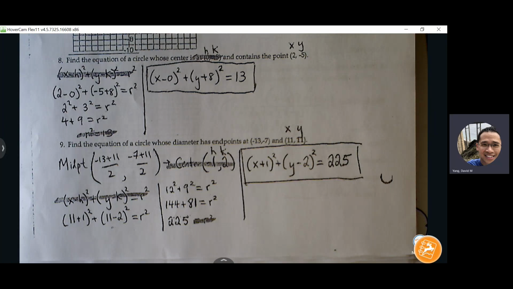Number 9 is going to feel a little longer because you have to use that additional formula to use the midpoint to get to the center, because the center is not given to you. Does it matter if we put a plus or minus sign next to it? No.